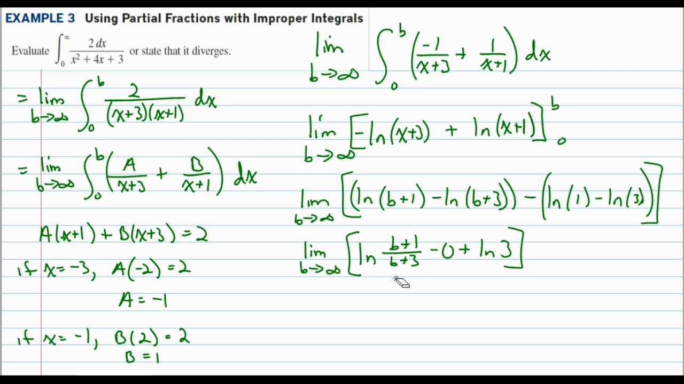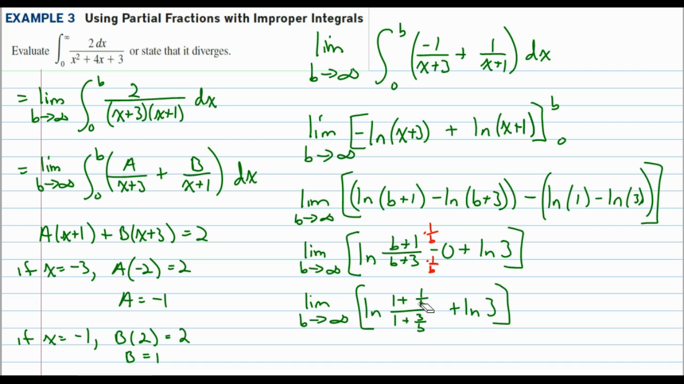Now, as I start to think about what will happen as b approaches infinity, this is not a good situation, because I'll get infinity over infinity. And taking L'Hopital's rule here is a little tricky because of this constant. We don't want that constant to go away. So instead, what I'm going to do is multiply the numerator and denominator by 1 over b. So that way, in my limit expression, I get the natural log of 1 plus 1 over b over 1 plus 3 over b. And I still have the plus natural log of 3.